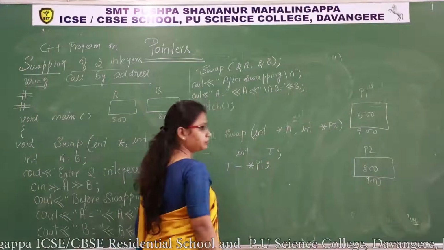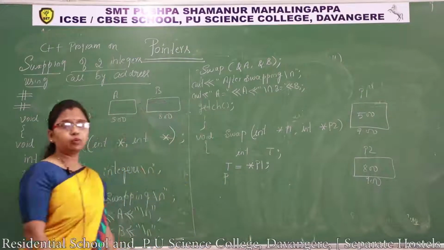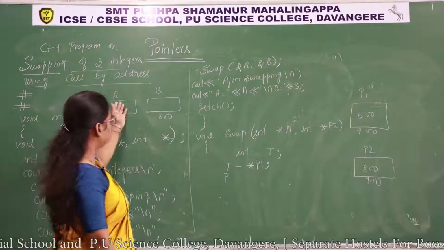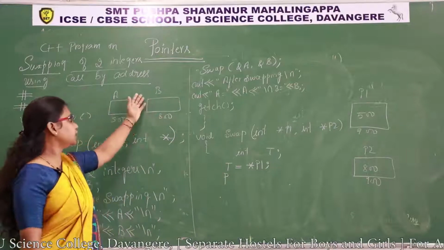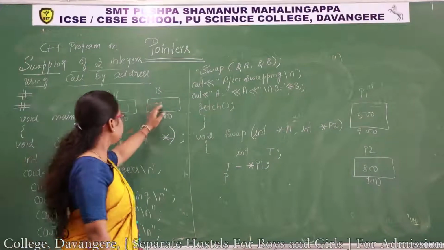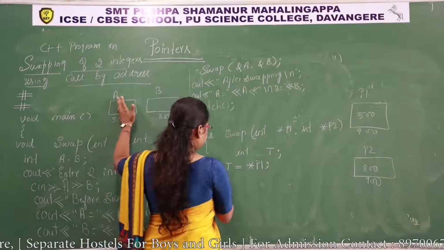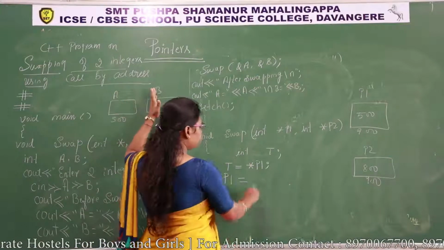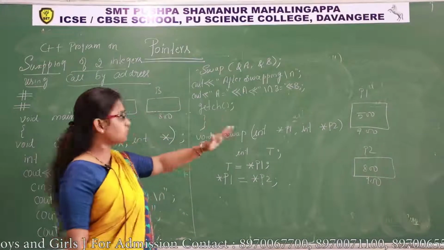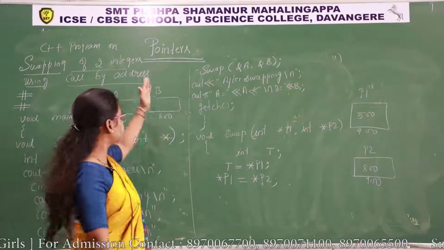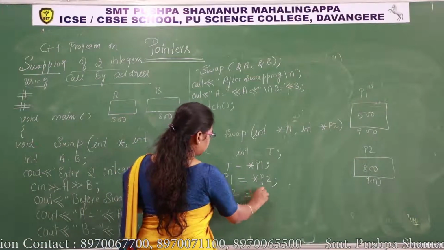Star p1. Okay. Then now I want to store the value of b to a. Let us swap. The previous value will be overwritten by the newly assigned b value. Now a is equal to b. Instead of a, what should I write here? Star p1 is equal to b. Instead of b, I must write star p2, because p2 contains the address of b. If I write star p2, it's equivalent to b. Now star p2 is equal to t.